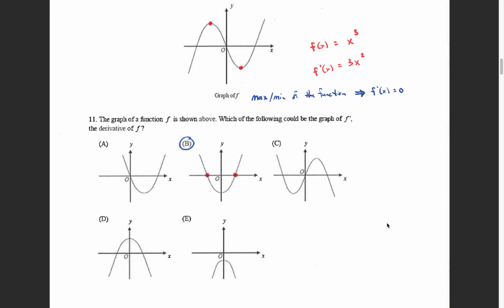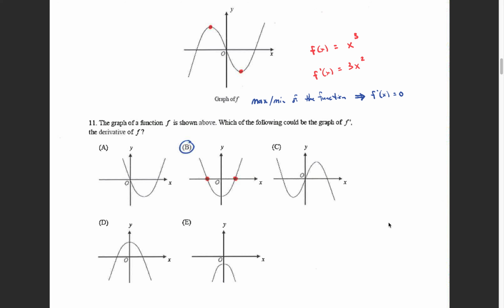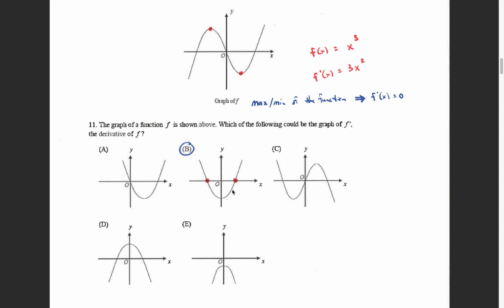Number 11, which of the following could be the graph of f prime? Okay, so this is the graph of f, and this is the graph of f prime. First of all, this looks like a cubic, so we're looking for a positive cubic, and so we're looking for a positive quadratic. So we're looking at maybe A or B, but we also have to know that this is a positive derivative and then a negative derivative and a positive derivative, and that's what's happening here. Positive slope, negative slope, positive slope. So when the function has a negative slope, the derivative has to be negative. When the function has a positive slope here and here, the derivative has to be positive. So I know it's B.